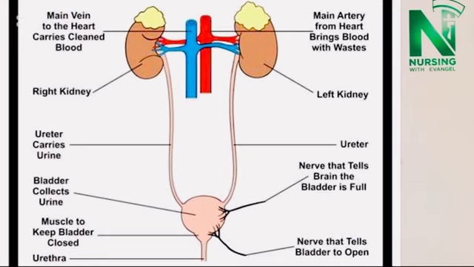Don't get confused. We have the ureter and urethra. Ureter and urethra. So the ureter carries the urine from the renal pelvis to the bladder, and then the urethra carries the urine down to the outside of the body.